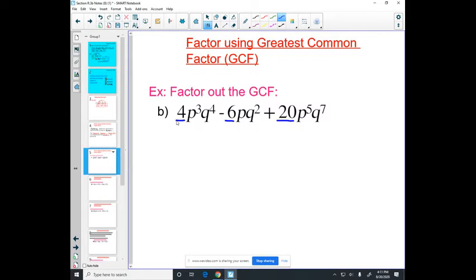So that's why we're going to divide all of these by 2. 2 was the biggest number they all were divisible by, so I'm going to divide everything by 2. But I also have some variables to look at.